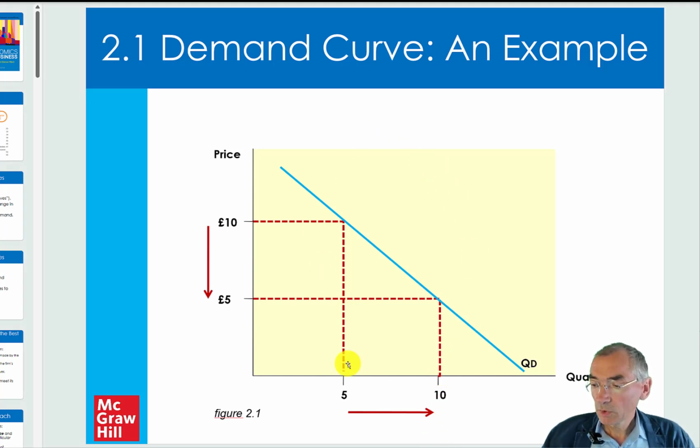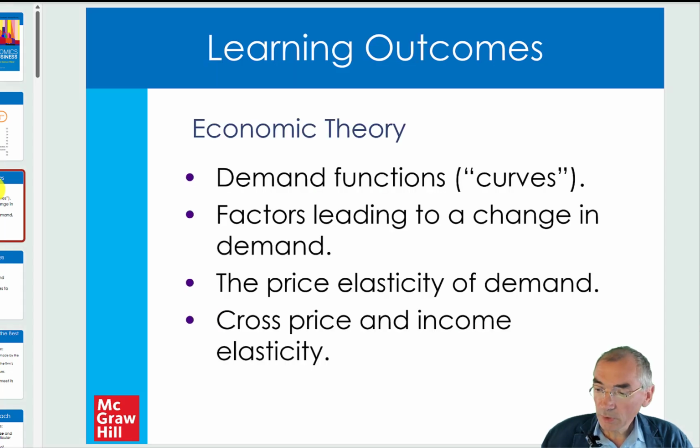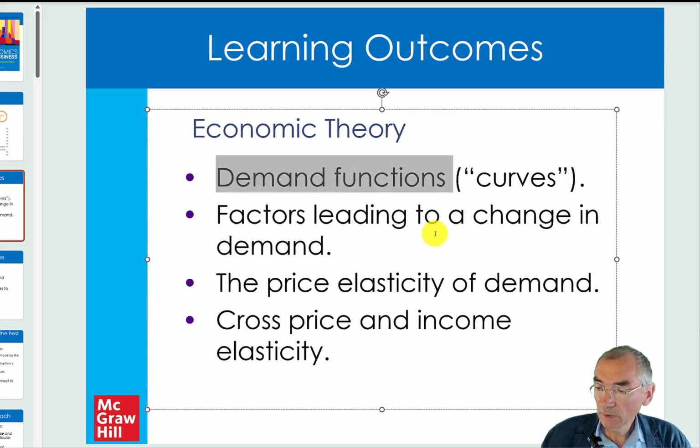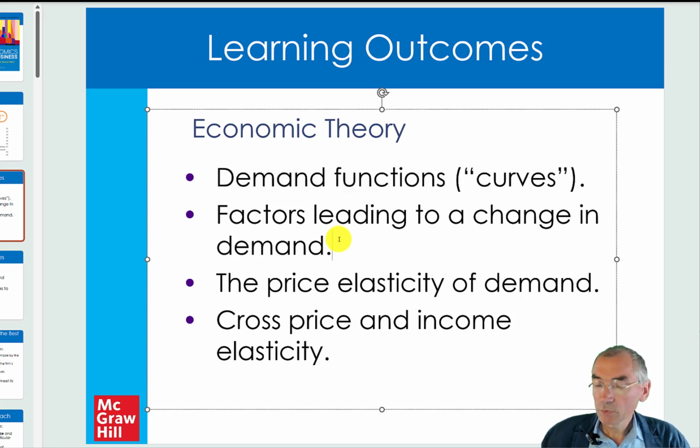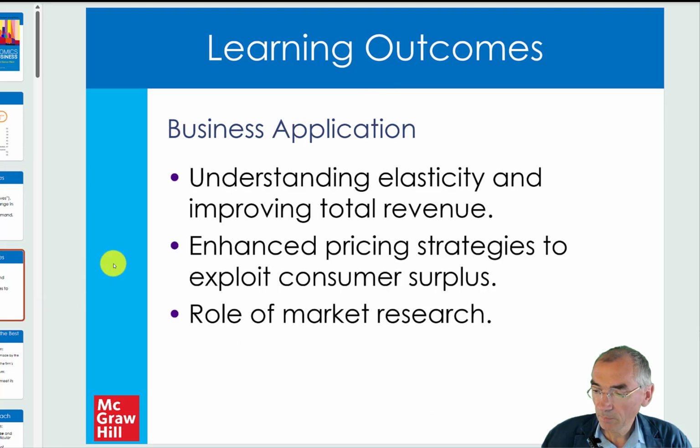which is again here figure 2.1, this downward sloping line, downward sloping function, that's what we want to talk about in this chapter. The chapter approaches as learning outcomes, first of all, the demand function or demand curves, the different factors influencing the determinants of demand, factors leading to a change in demand. These are basically the 2 things we focus on in this video, and then the next video will be about price elasticity.